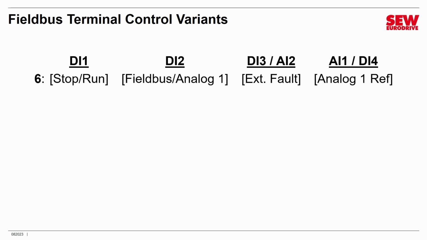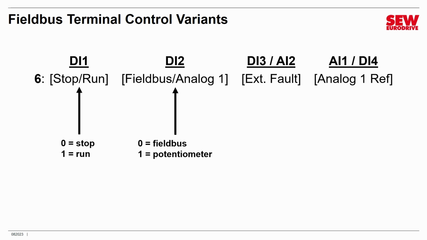And then there's another one that is similar, variant 6. Again, it has the stop-run control, but what this one does, instead of using a preset speed, lets you select between Fieldbus control and a potentiometer. So if you put an off on digital input 2, you run by the Fieldbus, and if you have an on, you run by the potentiometer. Digital input 3 again is a fault sensor, and analog input 1, digital input 4 is the potentiometer. So these variants are useful. You may wish to use them instead of variant 0, which is what we've been using.